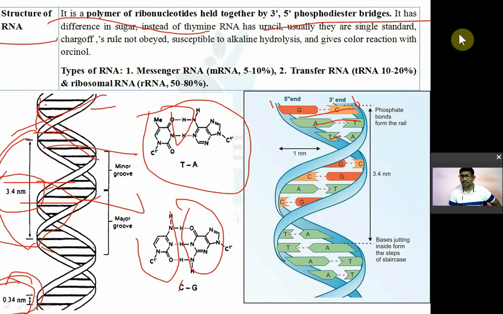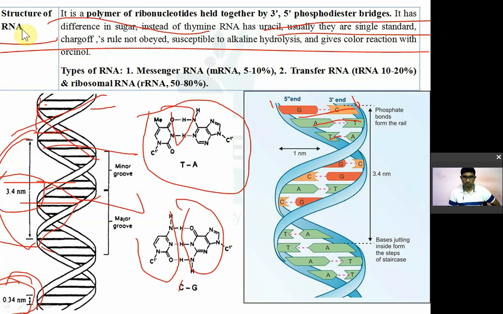Then usually RNA is a single strand, DNA is a double strand, RNA is single strand. And remember, RNA will not obey Chargaff's rule. Chargaff's rules are not obeyed by RNA, and RNA is susceptible, or easily hydrolyzed by base, alkali hydrolysis. RNA will give you color reaction with the orcinol because of the free hydroxyl group of sugar. तो RNA में क्या होता है कि फ्री हाइड्रोक्सिल ग्रुप होता है शुगर का, तो वो ऑर्सिनॉल के साथ में कलर रिएक्शन है.